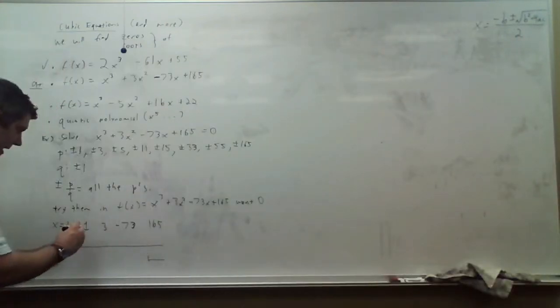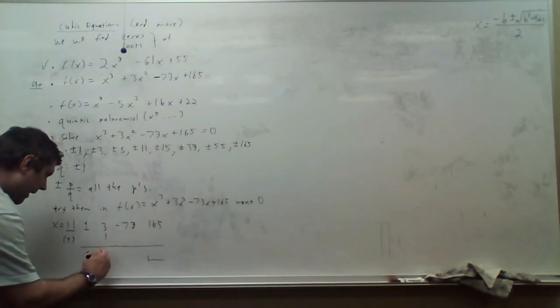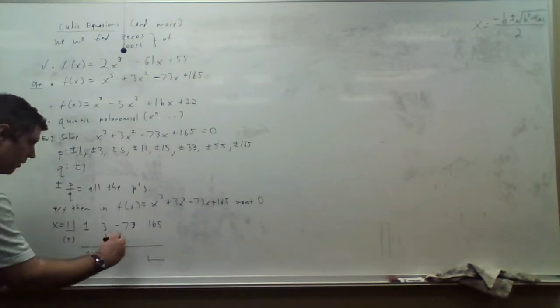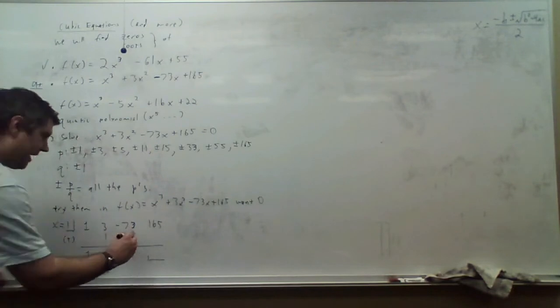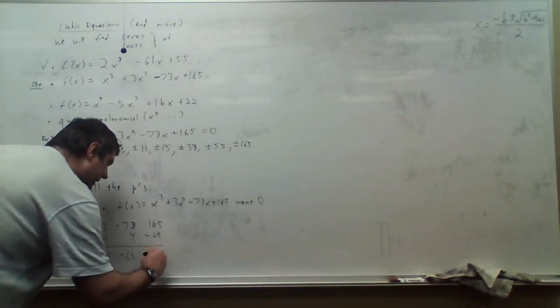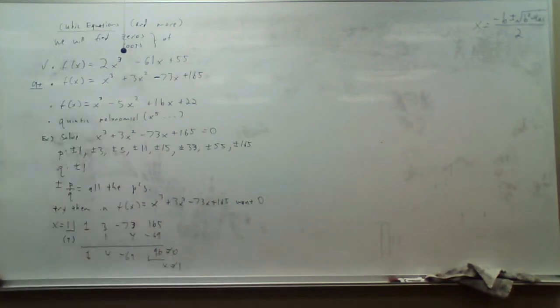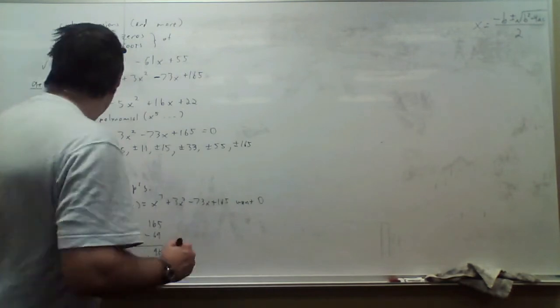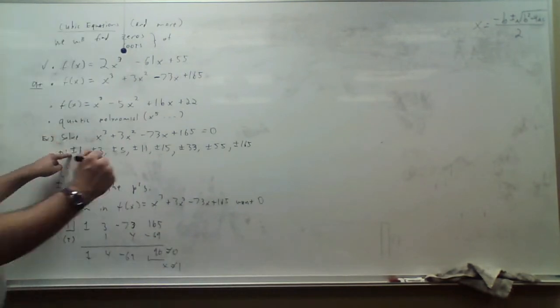So, bring down the 1. 1 times 1 is 1, that's 4. 1 times 4 is 4, that's negative 69. 1 times negative 69 is negative 69, that's 96, which is not 0, so x does not equal 1. Okay? So, 1 failed, now I will try negative 1.